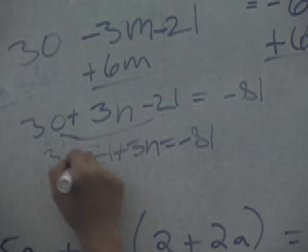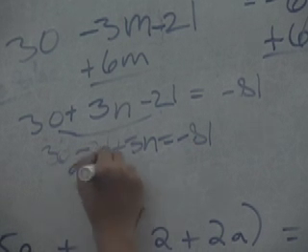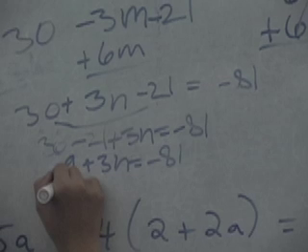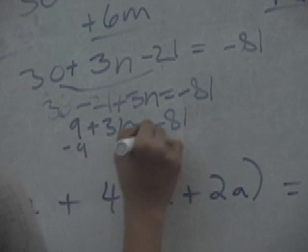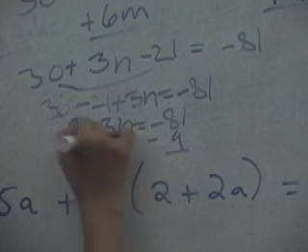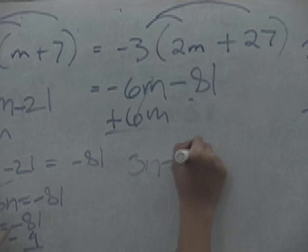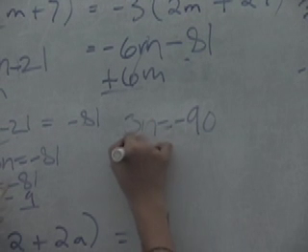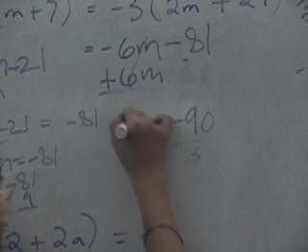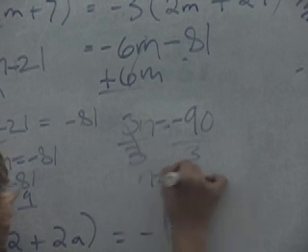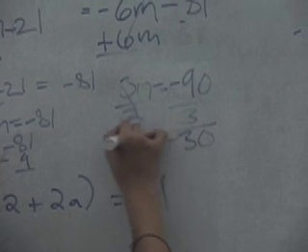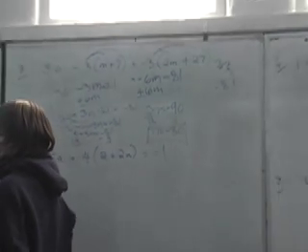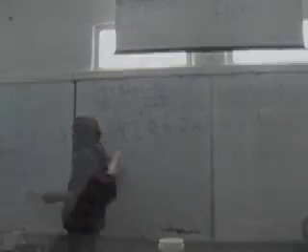All right. And you get 9 plus 3m equals negative 81. You subtract the 9 from both sides. Because I got it wrong the first time. Don't worry. Divide by 3. M equals negative 30. Good job. Give him a hand. He made it. He stuck it out. It's not easy.